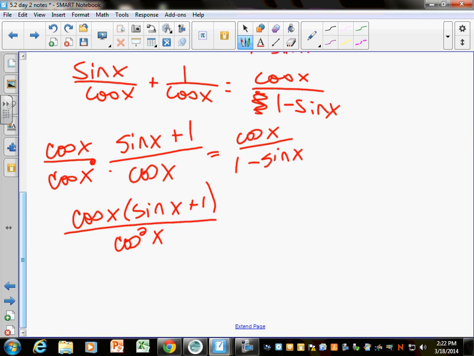I'm just not going to write the other side for now. So, check. I got the cosine on the top. I need to get rid of this, and I need to change this into 1 minus sine x. Can I change cosine squared into something with sine in it?